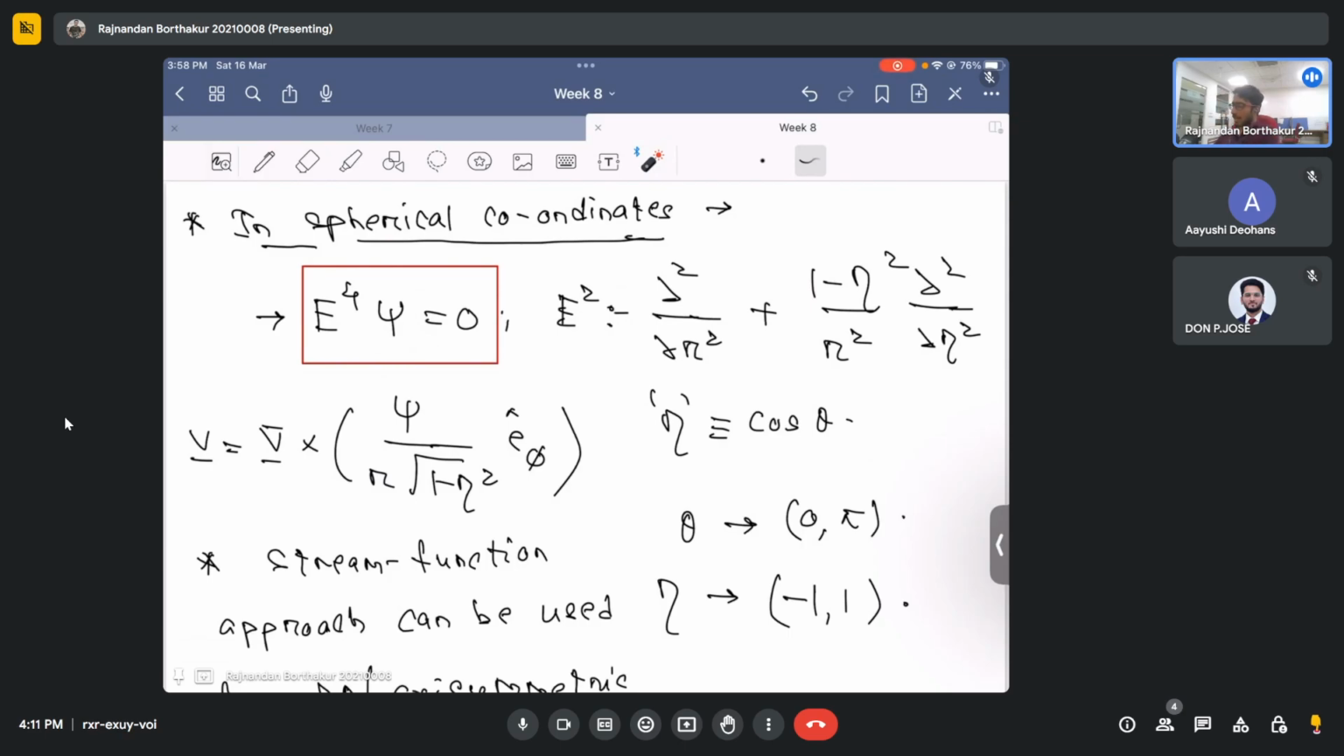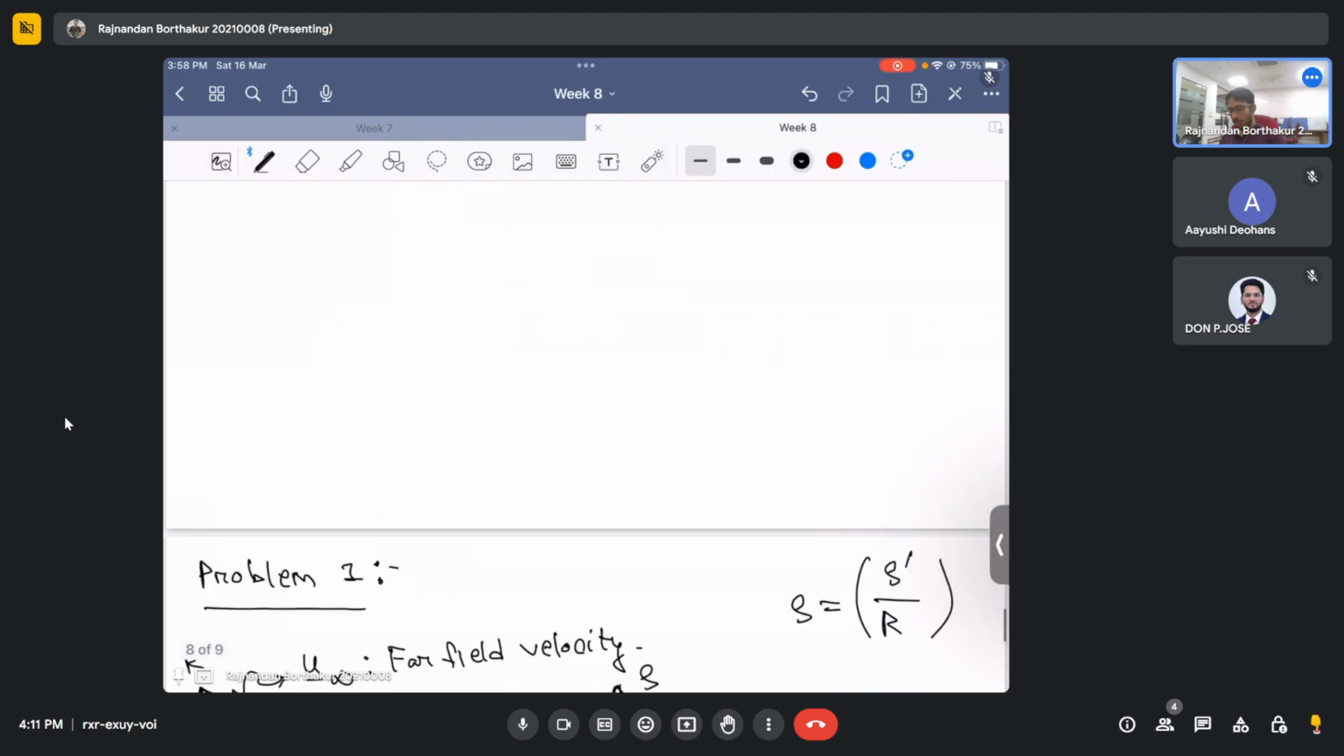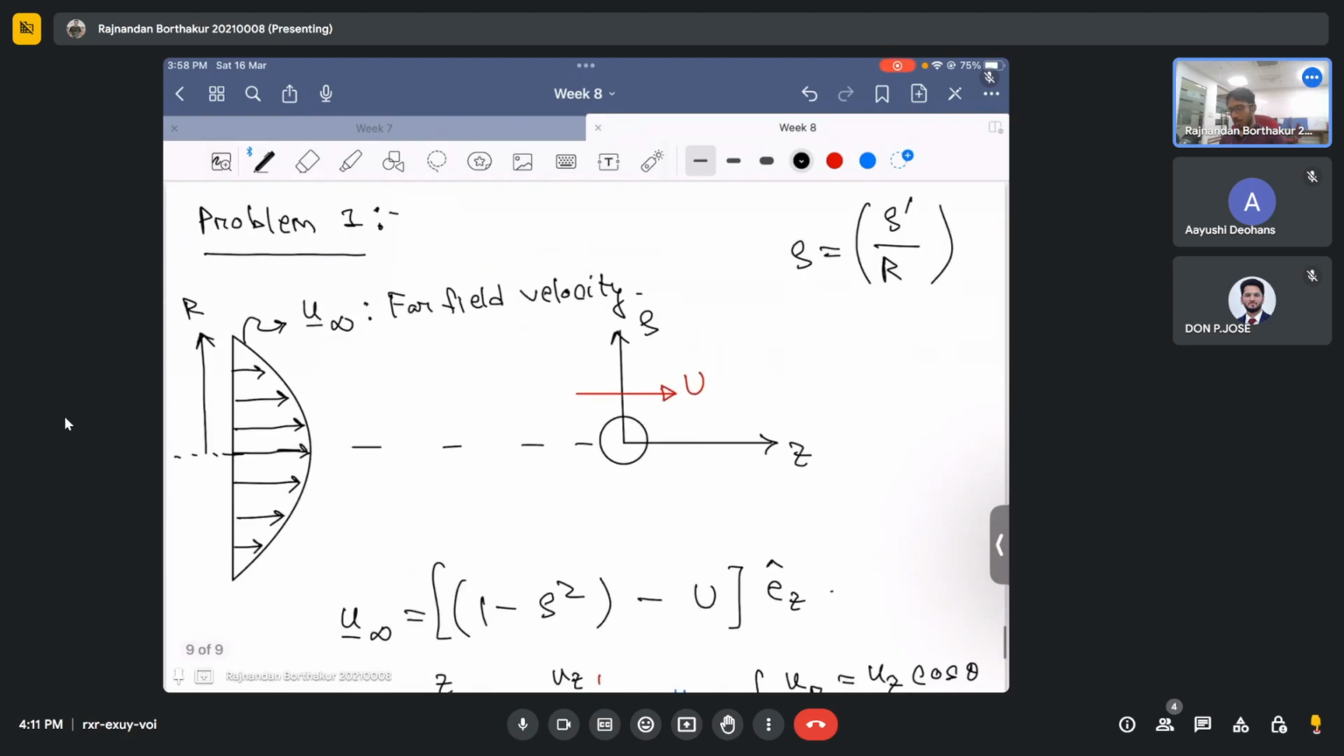So this is the idea, and with this I'll stop here for 1 or 2 minutes. If everything is clear, we will then proceed into solving the problem that I have stated. It's the motion of a sphere that is subjected to a background parabolic flow. So there is a sphere which is now subjected to a background flow.